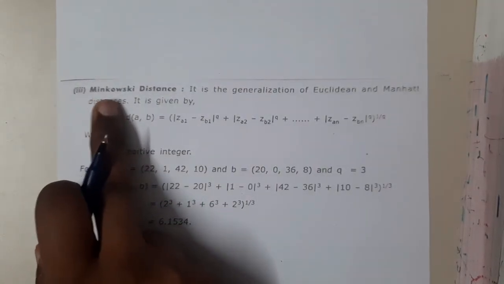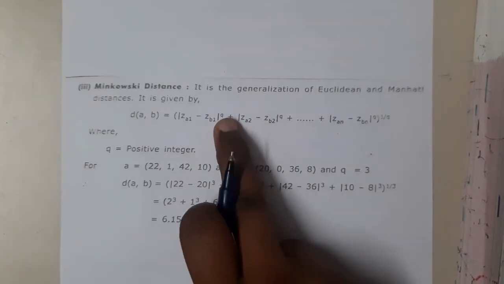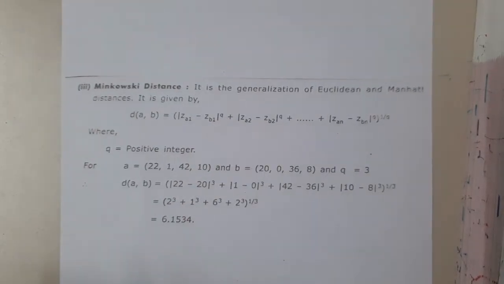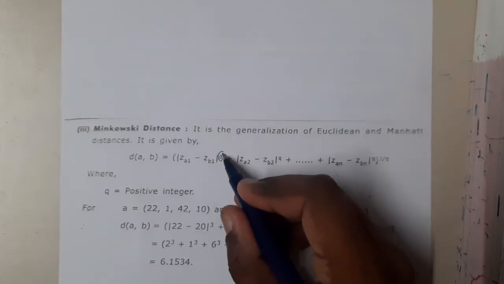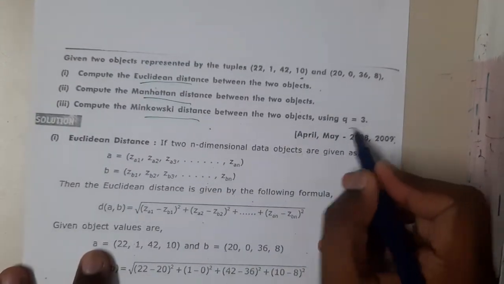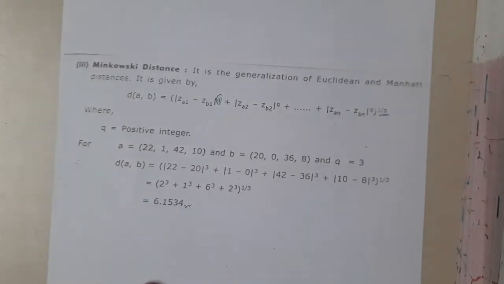The last type is Minkowski distance. Here you take the power of q. If you observe, in the formulas we had a power of v, but here we take the power of q and the whole power 1 by q, guys. This q value will be given in the question. I think it's given. Yes, it is 3, right? So you substitute that 3 and solve, and then you will get the answer.